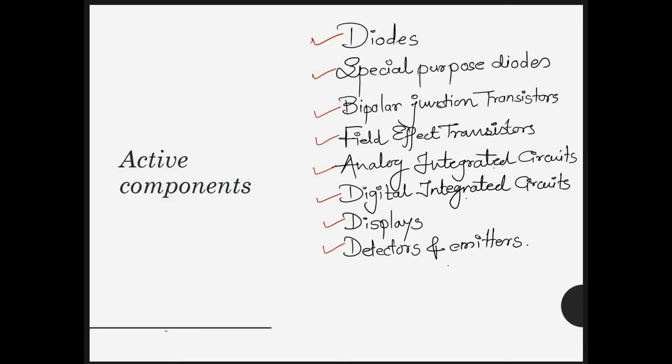In an electrical, computer or storage system, active components are those that require electrical power to operate. This could include the power supply, fans, storage devices, transistors, diodes, and other integrated circuits. Those devices or components which require an external source for their operations are called active components. For example, as per the list here, we have diodes, special purpose diodes, bipolar junction transistors, field effect transistors, analog and digital integrated circuits, displays, detectors and emitters.